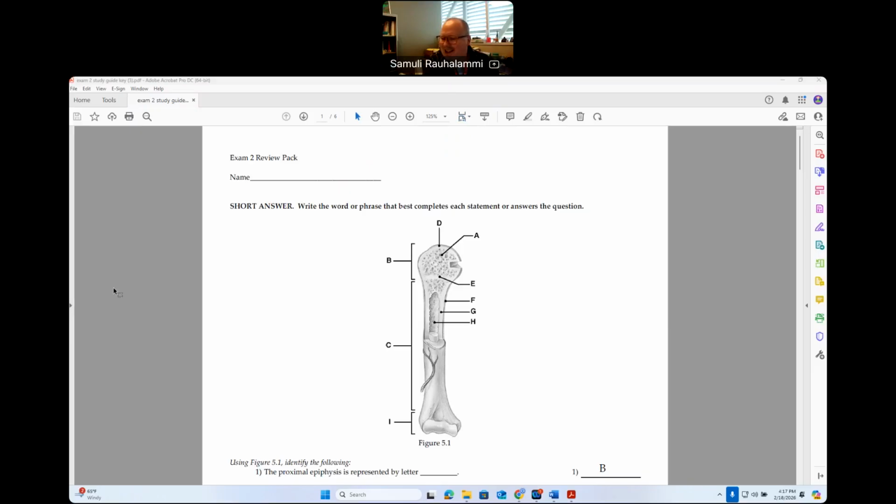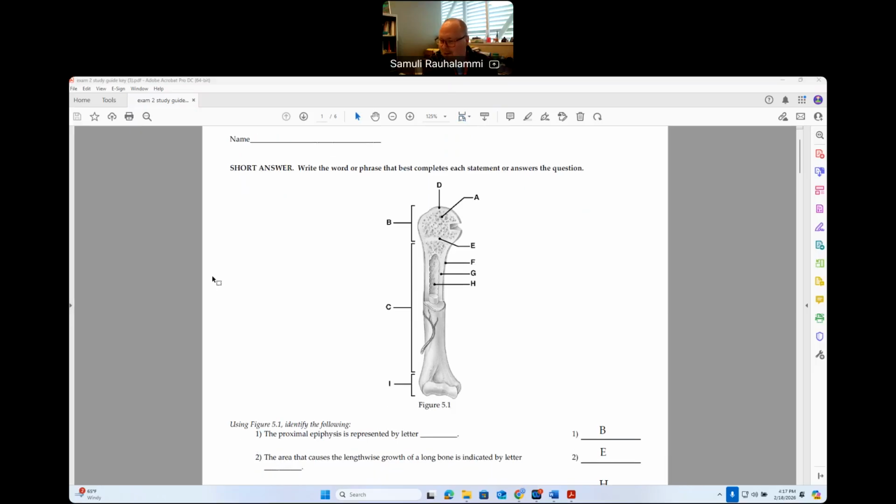Hello, let's take this as a chance to review study guide 2. So we have been looking at the skeletal system and the muscular system. And here we start with the parts of a long bone.